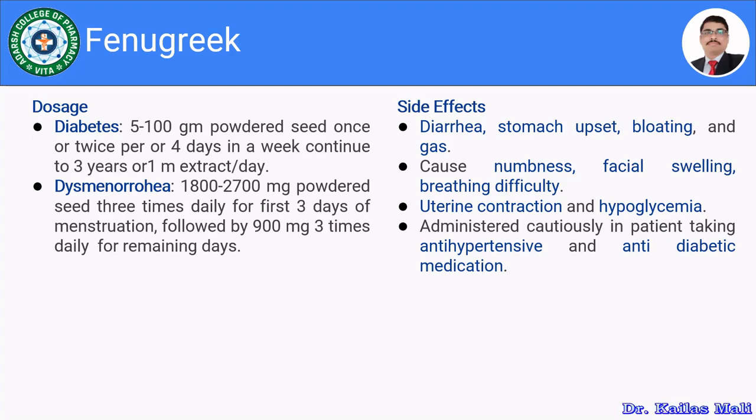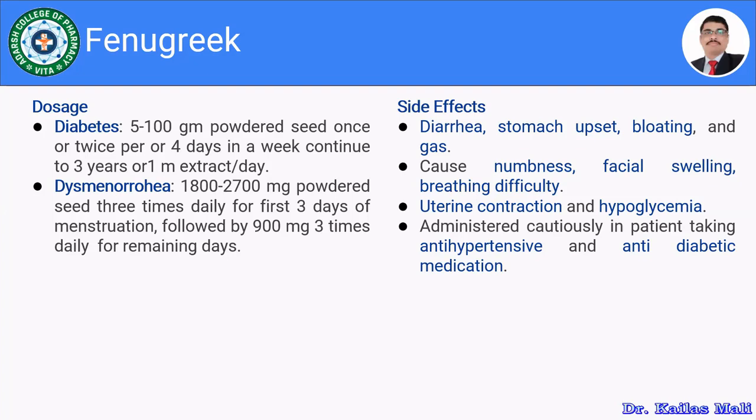So these are the 2 dosage guidelines given related with diabetes and dysmenorrhea. Let us see the side effects of fenugreek. Oh yes, fenugreek has so many health benefits, but apart from its health benefits, it also has side effects. The consumption of fenugreek may show side effects like diarrhea, stomach upset, bloating, and gas. Furthermore, it causes numbness, facial swelling, and breathing difficulty.